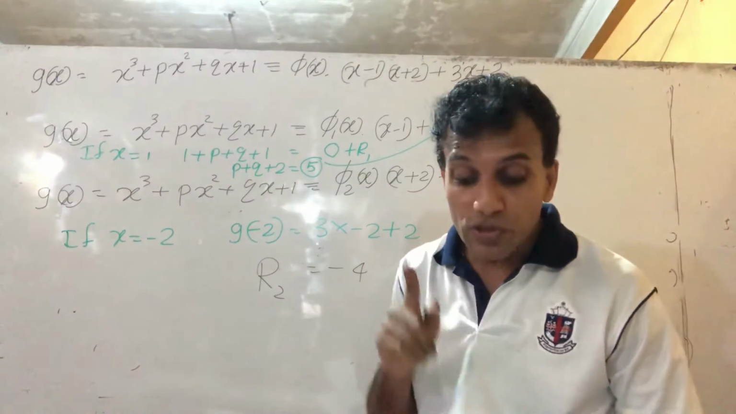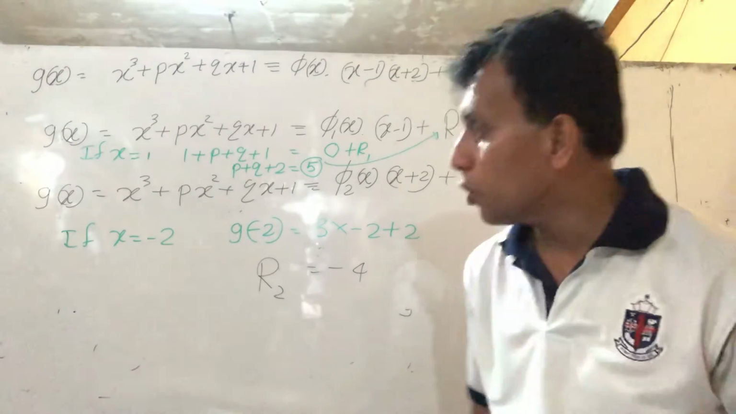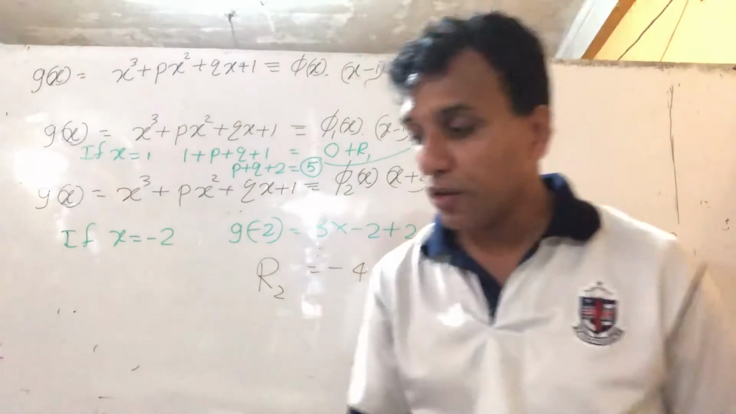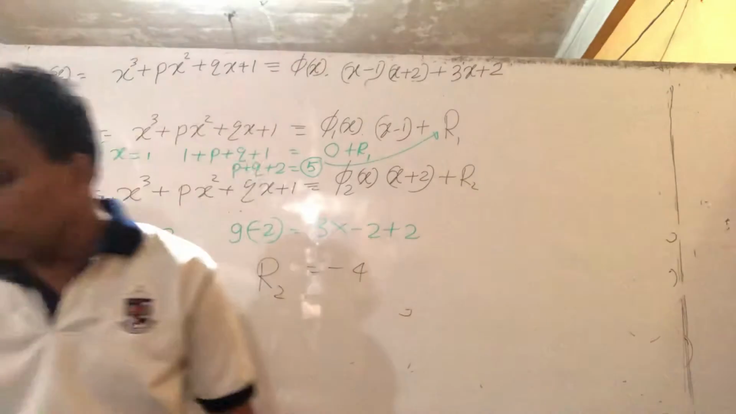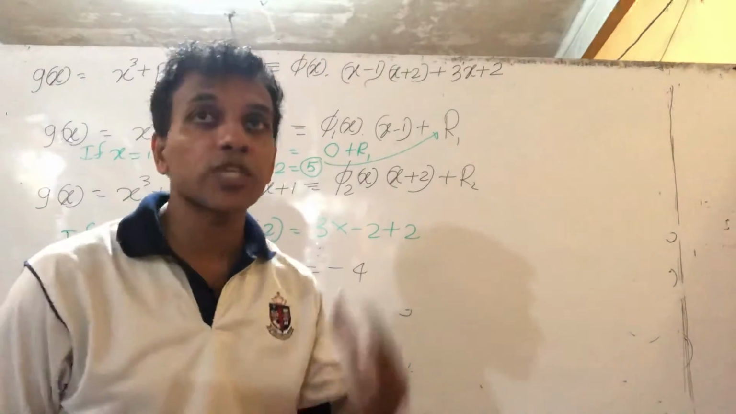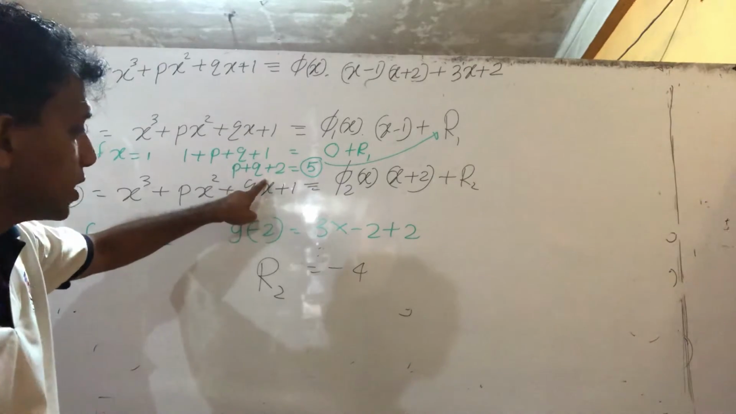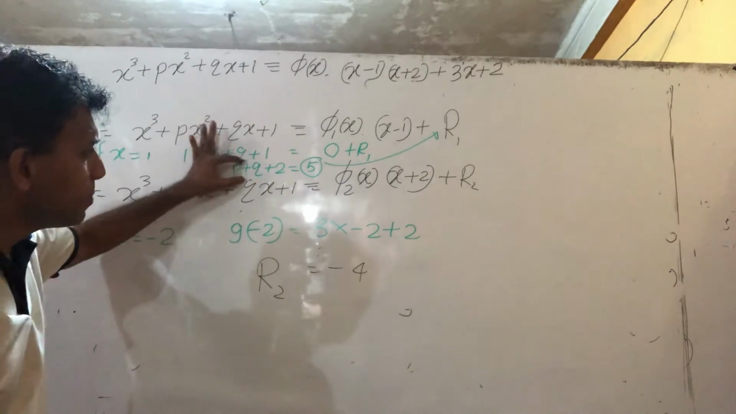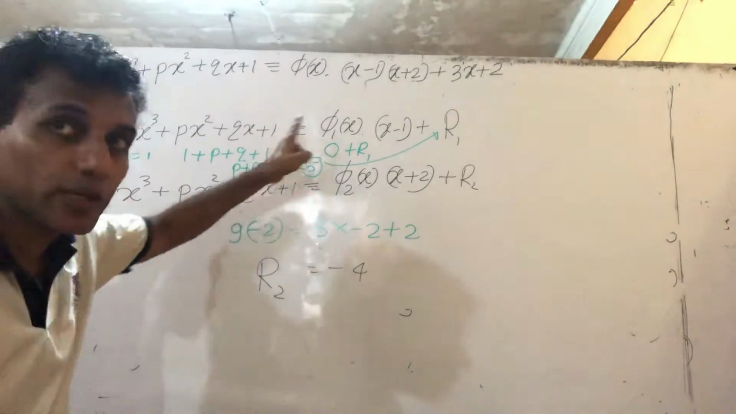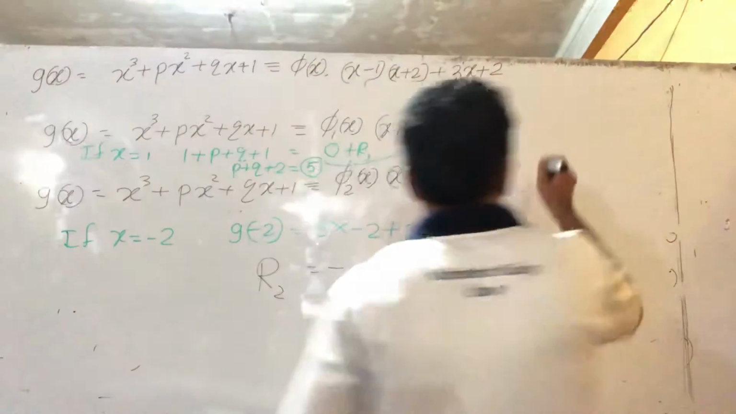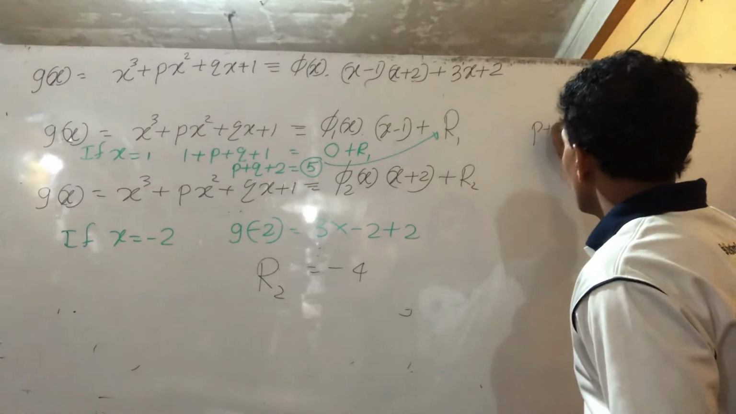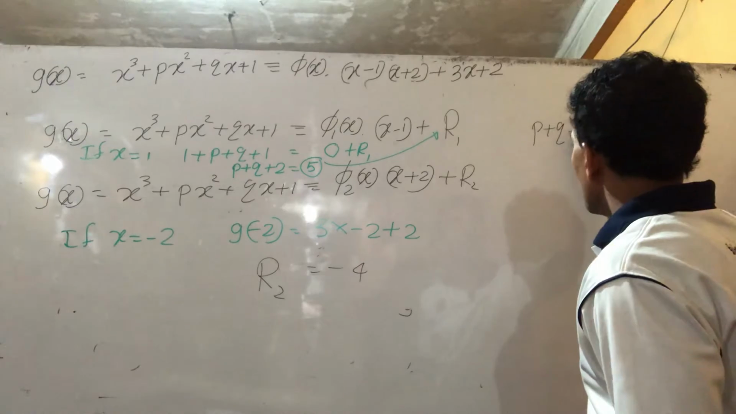Find the values of P and Q. Now you have to work it. Find the values of P and Q. Now you build up two equations and solve them. How is the first equation? P plus Q equal to what? Take the 2 to that side, 3. P plus Q equals 3.